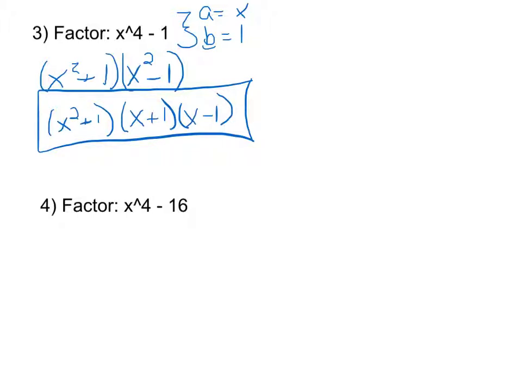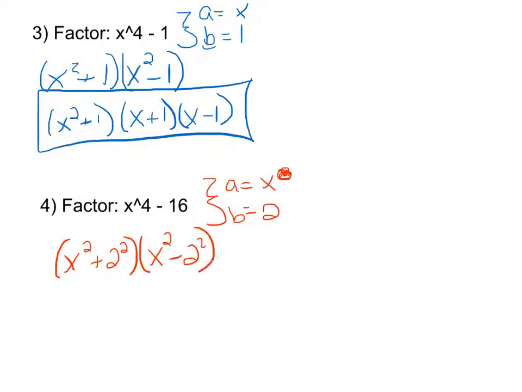Looking at one more example that's similar to example 3, I notice that for x to the 4th, I can say, well, hey, my a is x squared, and my b is, well, 2 times 2 is 4, times 2 more is 8, times 2 more is 16. So, oops, my a is x, my b is going to be 2. And then using my formula, I'm going to get a squared plus b squared times a squared minus b squared. Well, that gives me x squared plus 4 times x squared minus 4.